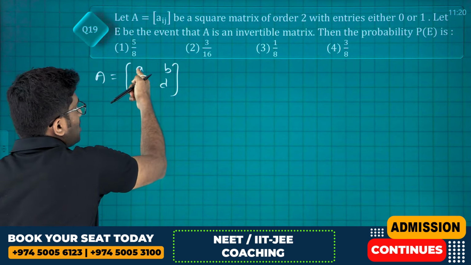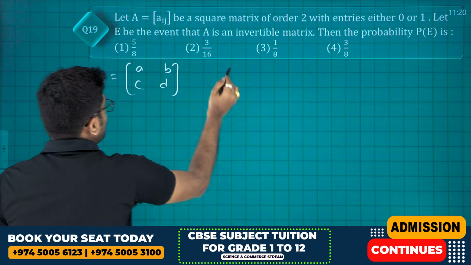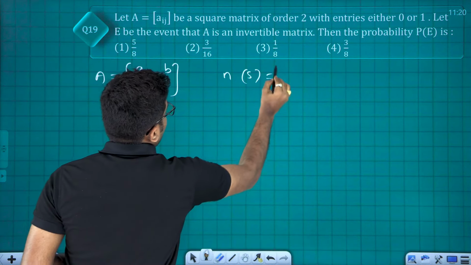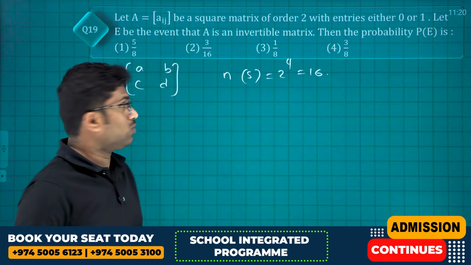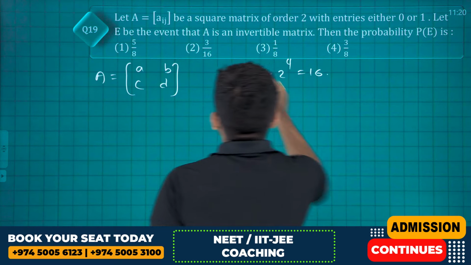A can take either 0 or 1, 2 ways. So n(S) is nothing but 2^4. Total we get 16 matrices with entries 0 or 1. Okay, now of this we need invertible.